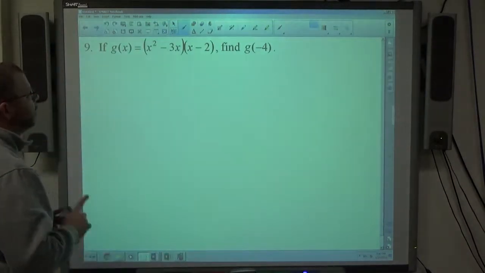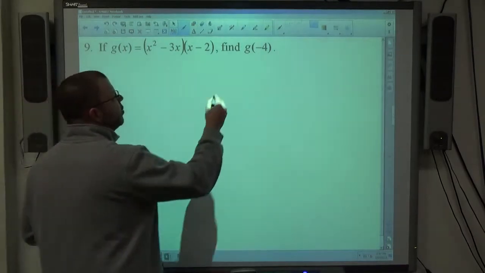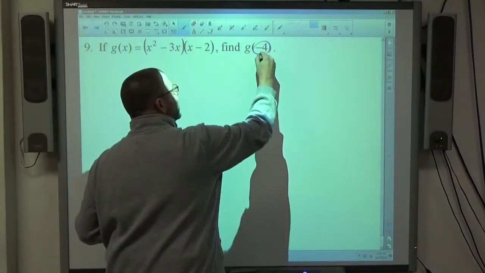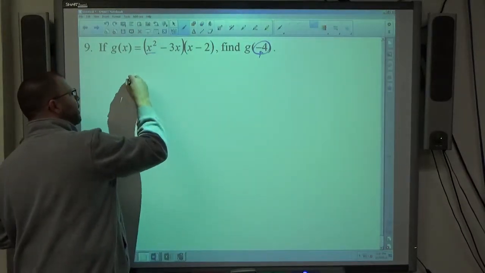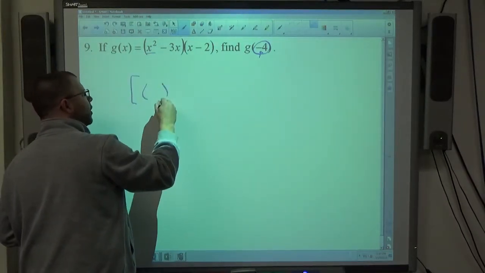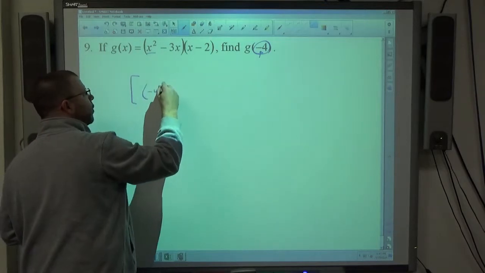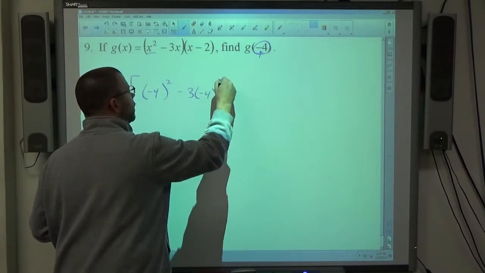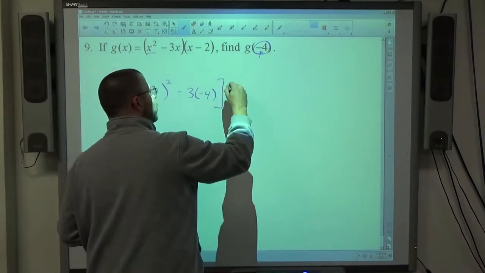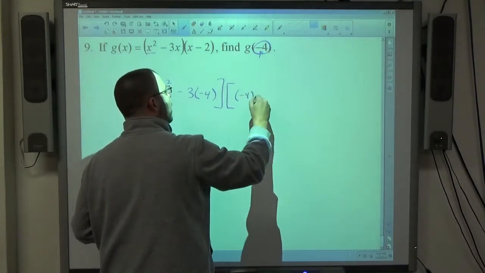Number 9, g of x equals this expression. Find g of negative 4. Be careful. It says g of negative 4, that's a negative number, x is being squared, which means that the negative and the number are being squared. So x squared is negative 4, the quantity squared. Minus 3x is 3 times negative 4. X minus 2 is going to be negative 4 minus 2.